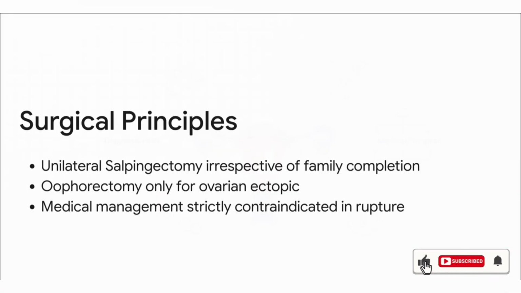Now, as a future surgeon writing ward orders, you need to know these rigid principles. If the tube has ruptured, you do a unilateral salpingectomy, irrespective of whether her family is complete or not. You are saving a life here. You don't hesitate. An oophorectomy is only done if it's an ovarian ectopic. Don't just remove the ovary unnecessarily if it's healthy. And most importantly, once the tube has ruptured, expectant management or medical management with methotrexate is strictly contraindicated. Medical management is completely off the table.